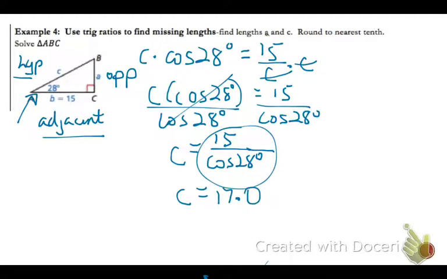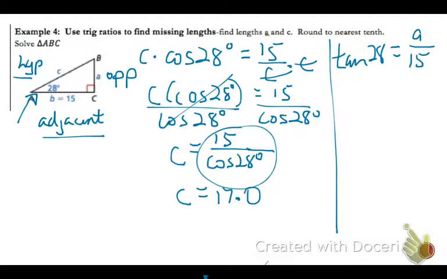Now we've got two options to find the length of A. We could use the Pythagorean theorem now that we know two lengths, or we could use another trig function. So let's use a trig function. I want to know the side that's opposite, and I was given the side that's adjacent. So I think, well, what trig function uses opposite and adjacent? Well, tangent does. So I'm going to set up an equation that says tangent of 28 equals opposite, which is A, over adjacent, which is 15.